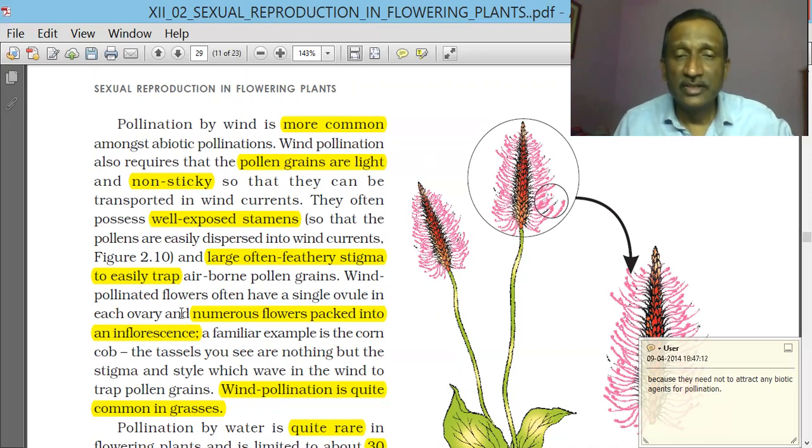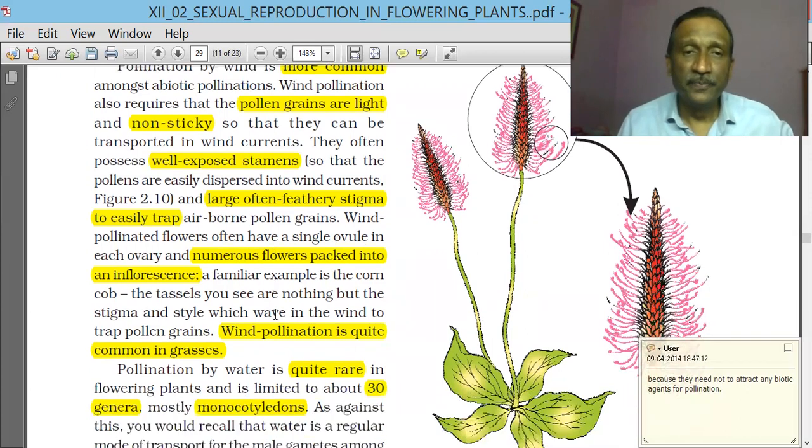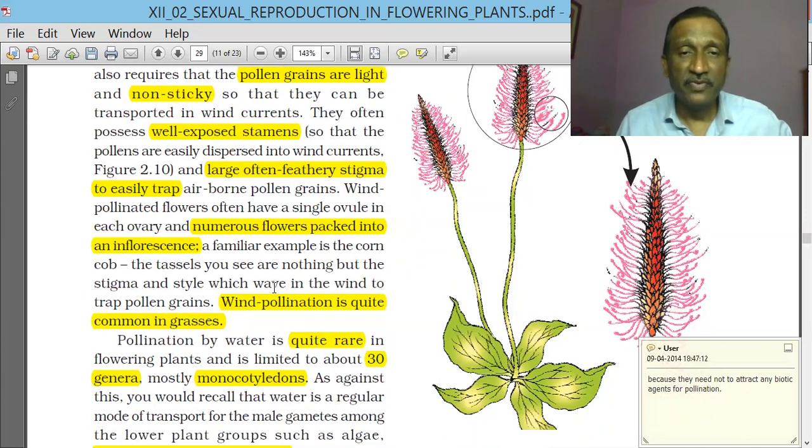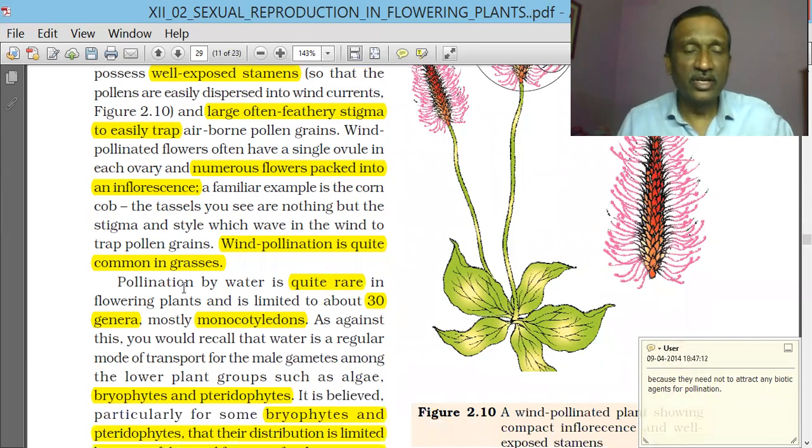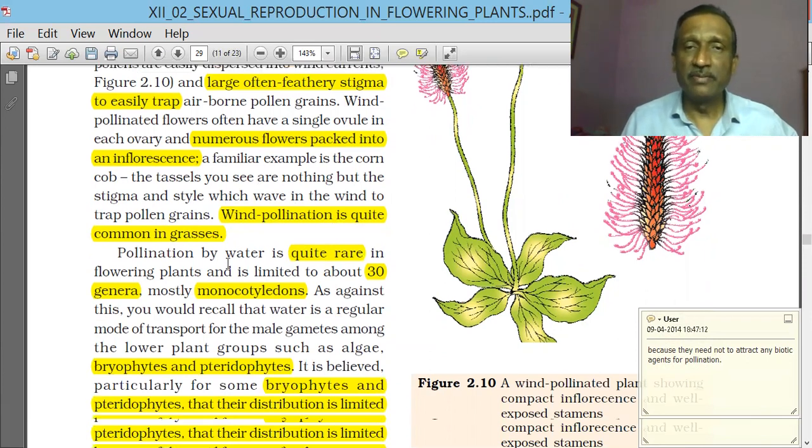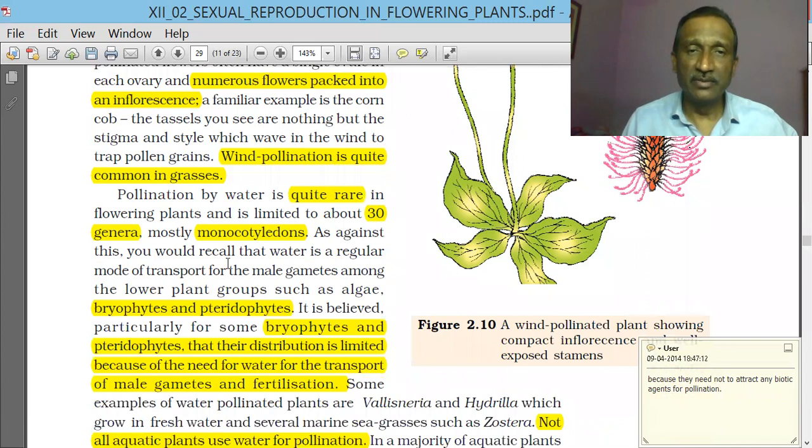So what will happen is that the number of stigmas and styles will be more so that they will get pollinated. Okay, numerous flowers are packed into an inflorescence. A familiar example is the corn cob. Inside the corn cob there are many female flowers, and all their tassels come out together. The tassels that you see are nothing but the style and the stigma. Okay, wind pollination is quite common in the grass family, that is cereal crops, which we were just talking about.